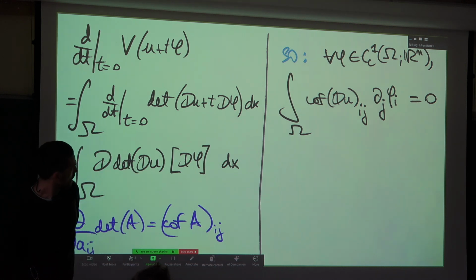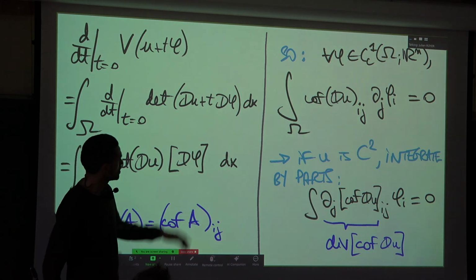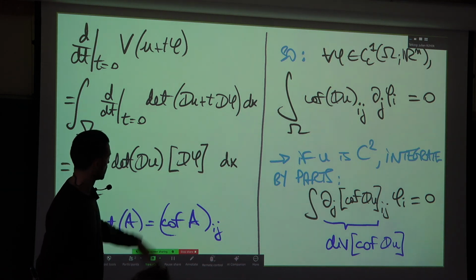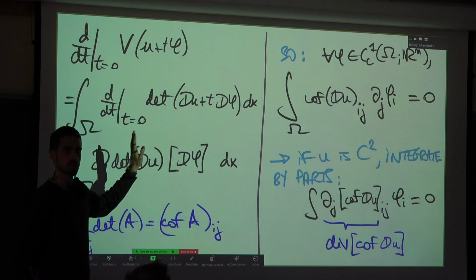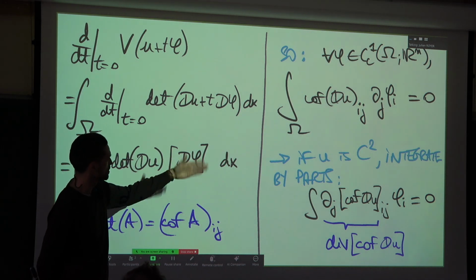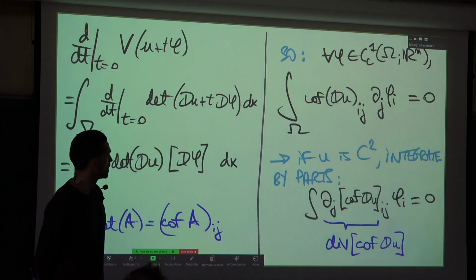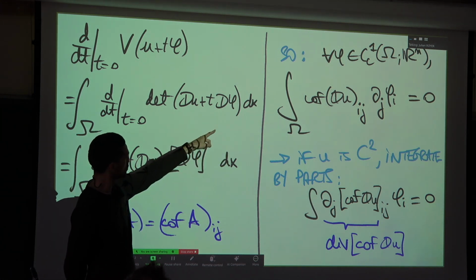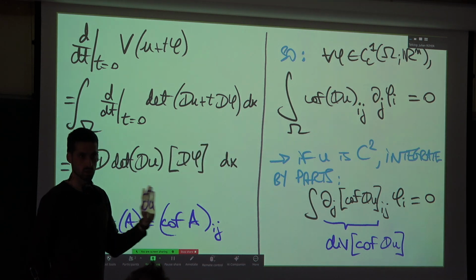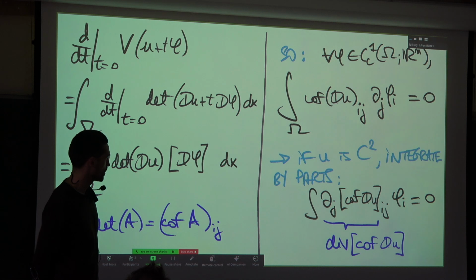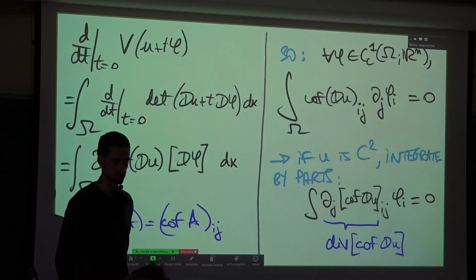Now let's look at this quantity. So far I've never used second derivatives of u. Now let me go back to using them, and I assume u is C2, and I do an integration by parts. You see this d_j phi^i, I want to put the derivative on the other thing. Because phi^i has compact support, there are no boundary terms. I can just do the integration by parts, and when I do that, what do I get? I get the divergence of the cofactor of du.